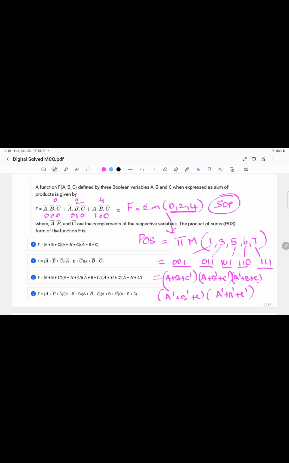So look for these terms, and then the expression is given. What is the expression we got here? A B C bar, A B bar C bar, A bar B C, A bar B bar C bar.